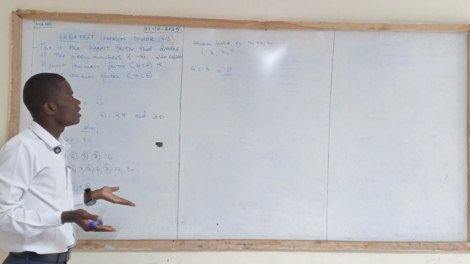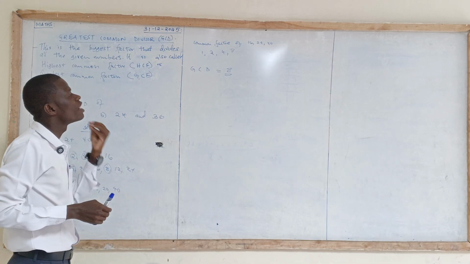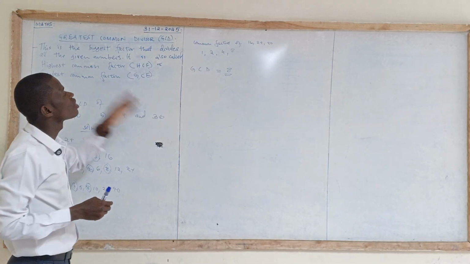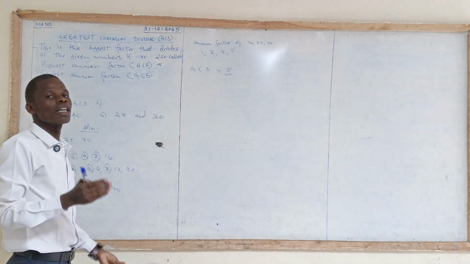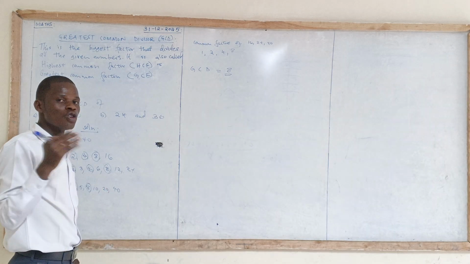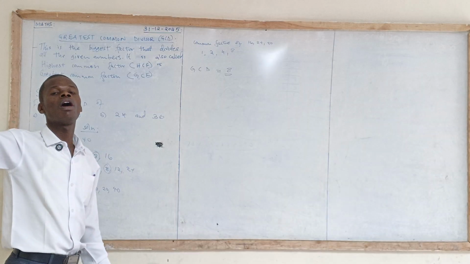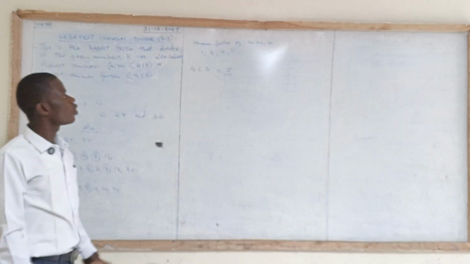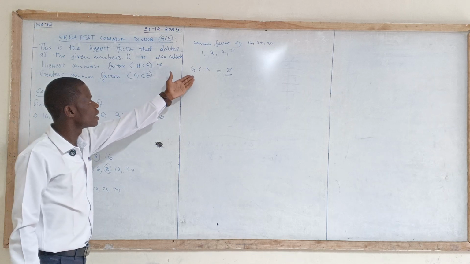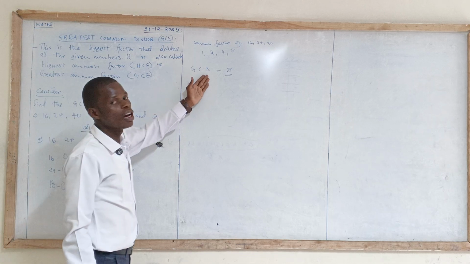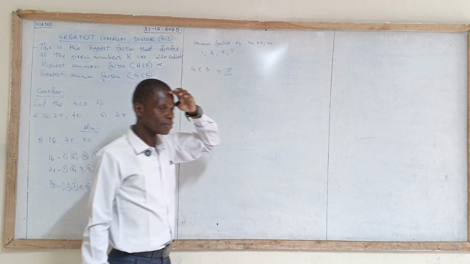That was the meaning of greatest. It was not a number bigger than 16, 24, and 40. No. It was a factor. Already you know what a factor is. Then this factor is the biggest of all the common factors. So that is what is meant by greatest common divisor or greatest common factor.